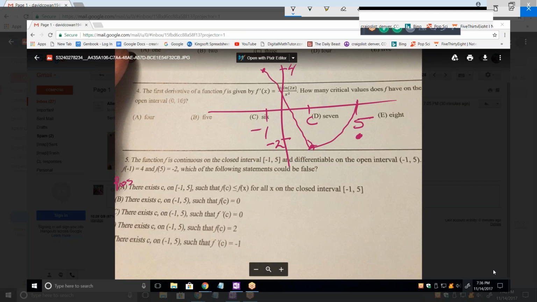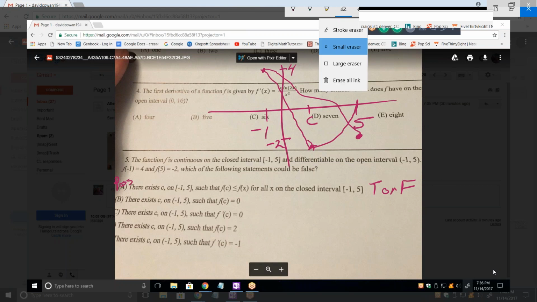But it also could be false. There doesn't have to be a C on that interval. In other words, the graph could have gone like that. And then there is no C where f of c is less than f of x throughout the whole interval. So it seems to me like this could be true or false, which means it could be false, right?